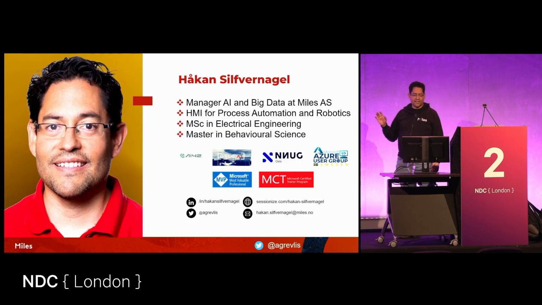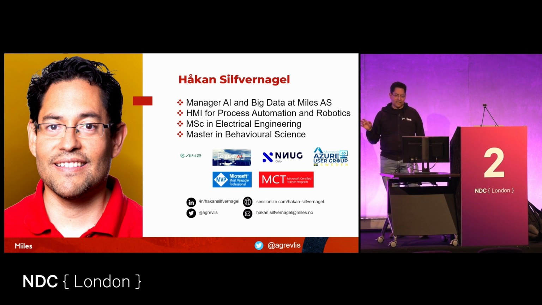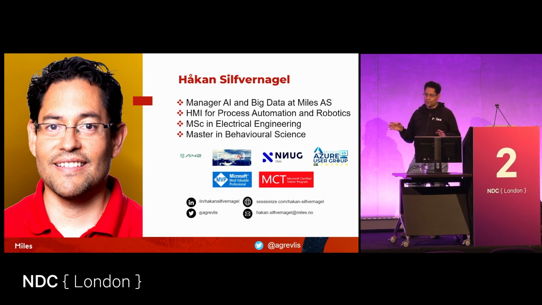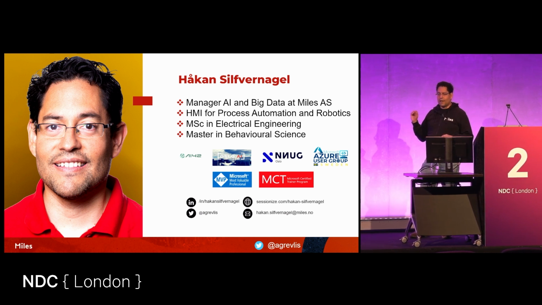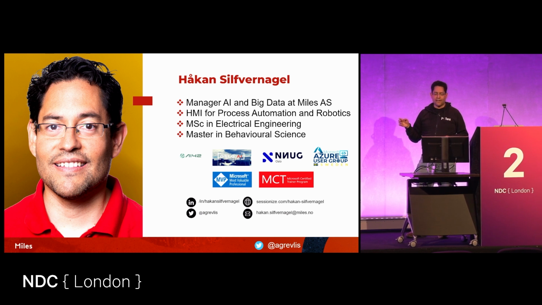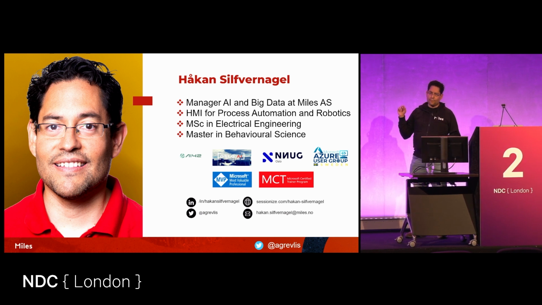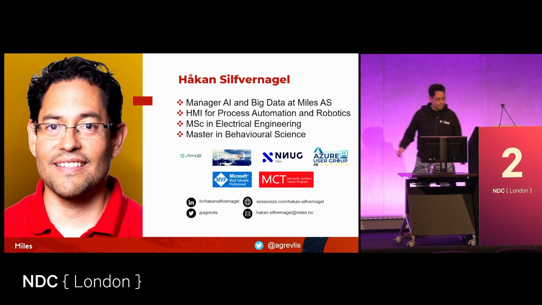Before I start, I'm just going to say a couple of words about me. I work as a manager for AI and big data at Miles, a Norwegian consultancy company, and I'm quite active in the local user group community in Oslo. I'm part of the Norwegian .NET user group. I'm also part of the virtual group, the Azure user group Sweden, and I'm part of Oslo AI. I'm also running an online AI school called AI42. If we have some time left at the end of the session, I'm going to be covering a little bit more about this online AI school. And if you want to reach me, you can find all of my links on this slide.